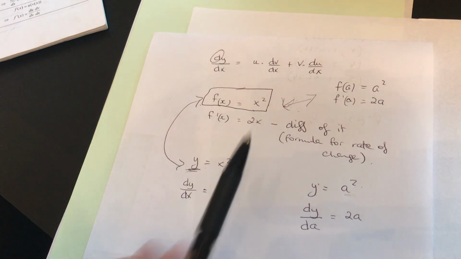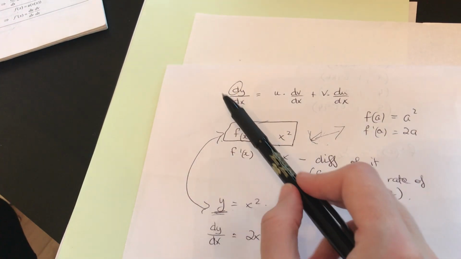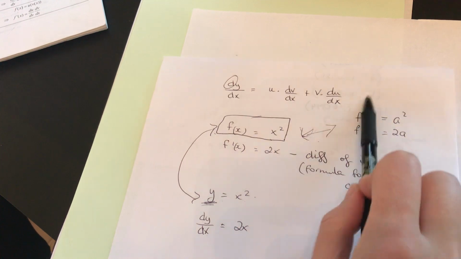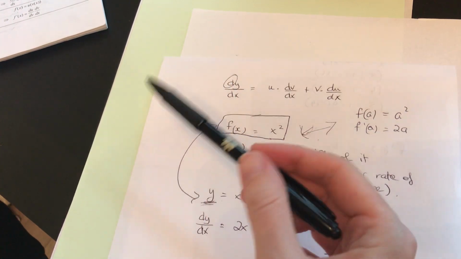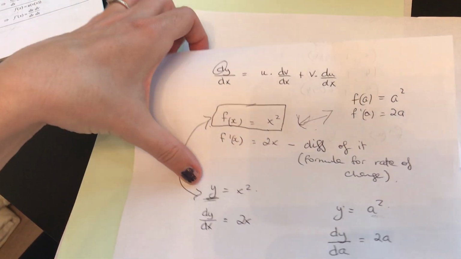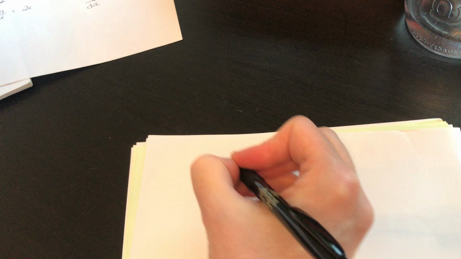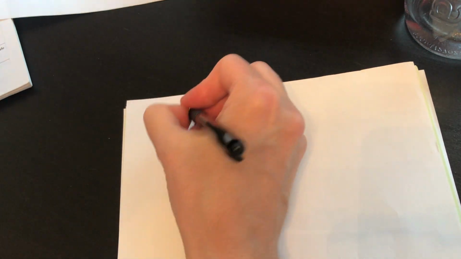So what does all of this mean then? This is the product rule. I want to be able to understand what it's actually saying. So let's just have a look at a function. Let's have a look at a basic one.